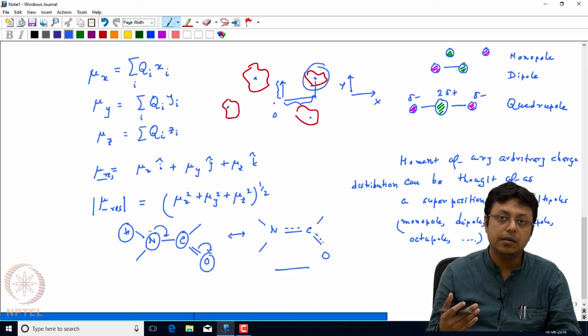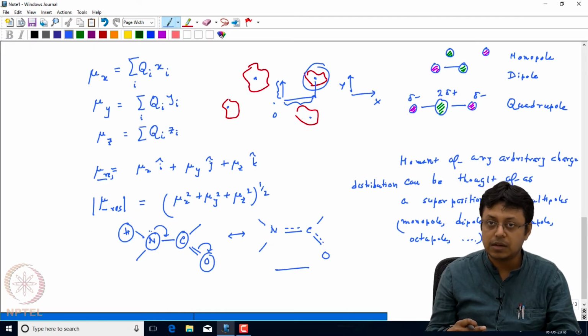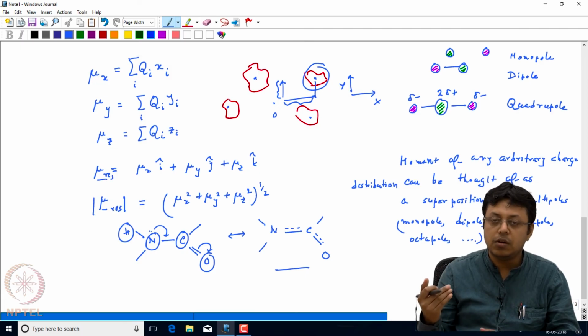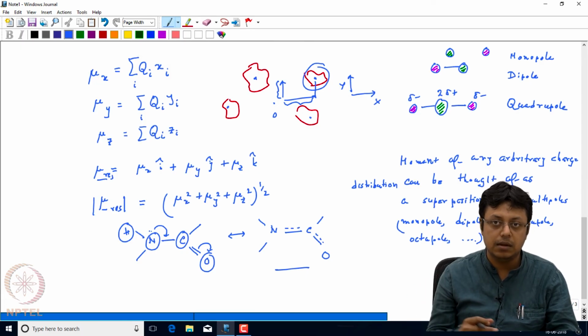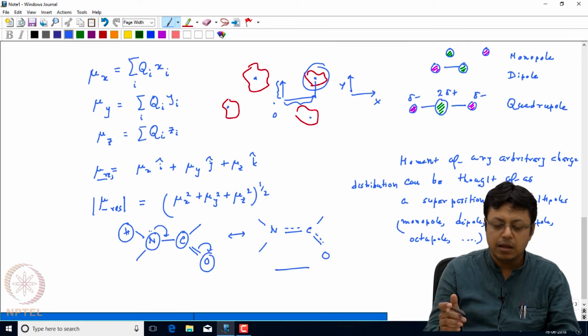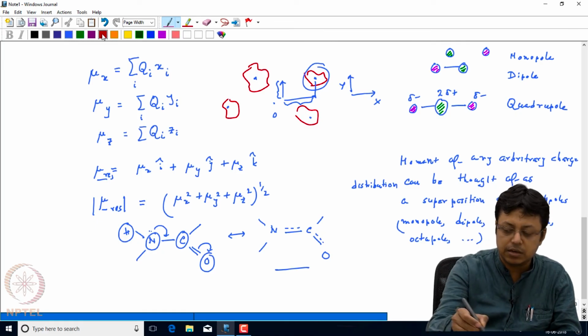And then similarly for an octupole, it does not have any permanent charge. It does not have any monopole, it does not have any dipole moment, it does not have any quadrupolar moment, but what it has is an octupolar moment. So these are all fundamental charge distributions, and with that we can constitute the higher order moments, and any arbitrary charge distribution we can write in terms of them.